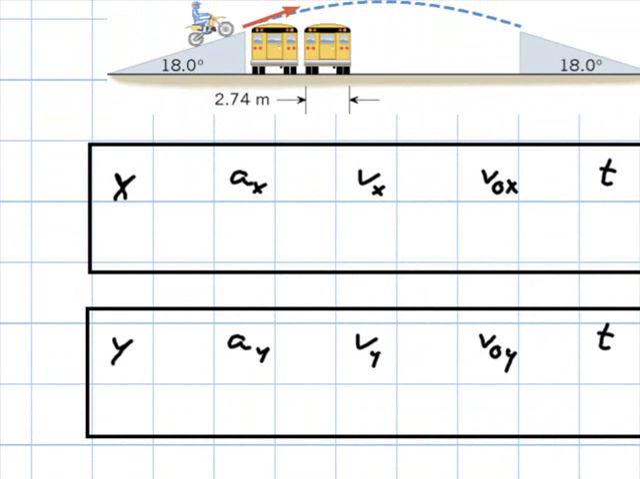The cyclist leaves the ramp with a speed of 33.5 meters per second. What is the maximum number of buses over which the cyclist can jump? I'm going to change that a little bit. Instead of the number of buses, we're just going to figure out the total distance. By the way, this one is not to scale.